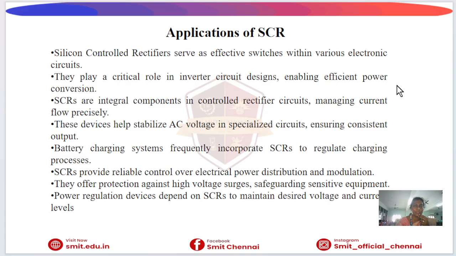Next one is battery chargers, which control the charging current and prevent overcharging. Next is the voltage regulator, which maintains a stable voltage. Power control systems control the power supply to loads such as electric heaters and industrial furnaces. Then surge protection protects the circuit against voltage spikes. Real life examples are the fan speed controller, light dimmer, battery chargers, and UPS systems. Here the SCR is used in all of them.